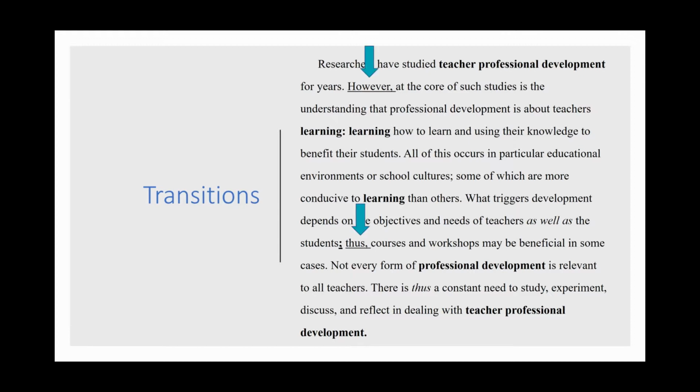Finally, underlined in the passage are the explicit transitions. These are words that you most likely know and use in your own writing. We have 2 examples of explicit transitions in this paragraph. However and thus. They both occur at the start of independent clauses and are followed by a comma.